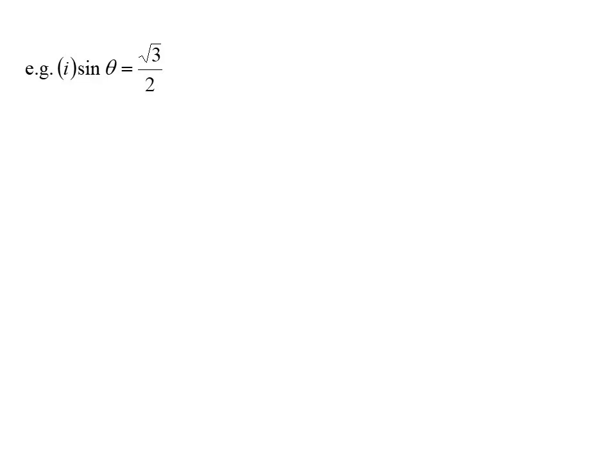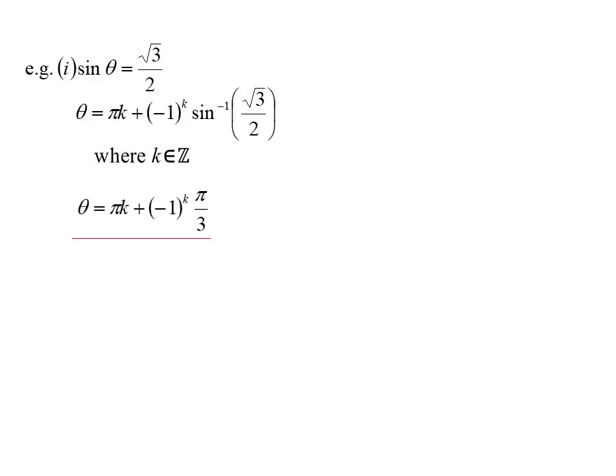If I want to solve this formally, I would use this formula. Pi k plus minus 1 to the power of k, inverse sine of root 3 on 2, where k is some integer. And then I'd go, well, what's the inverse sine of root 3 on 2? I get pi on 3. So that's the formal one where I can write it as one thing. There it is, pi k plus minus 1 to the power of k pi on 3.